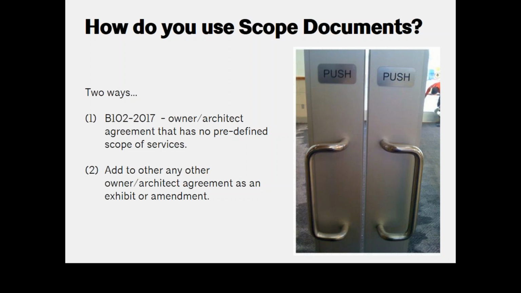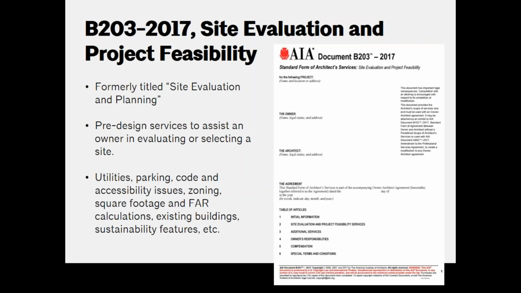The other way to do this is if you start with an owner-architect agreement that has a scope of services already included, like B101 has your, what we'll call traditional basic architectural services, and then you can add on to that as you see fit, either by referencing the 200 series scopes at the time of contracting or amending that owner-architect agreement. So it is a modular way of contracting. You can add scopes on as you see fit for your particular project.